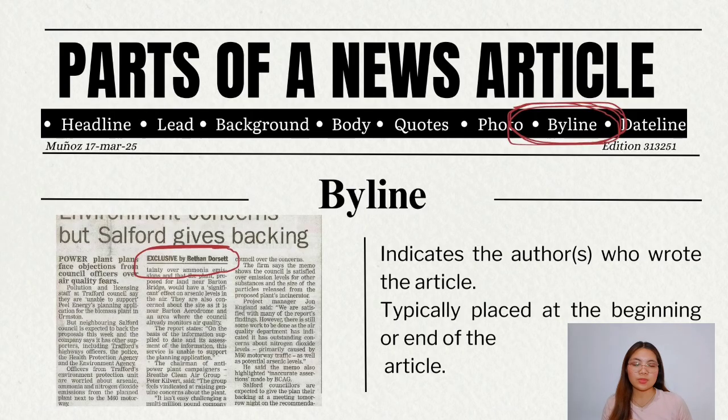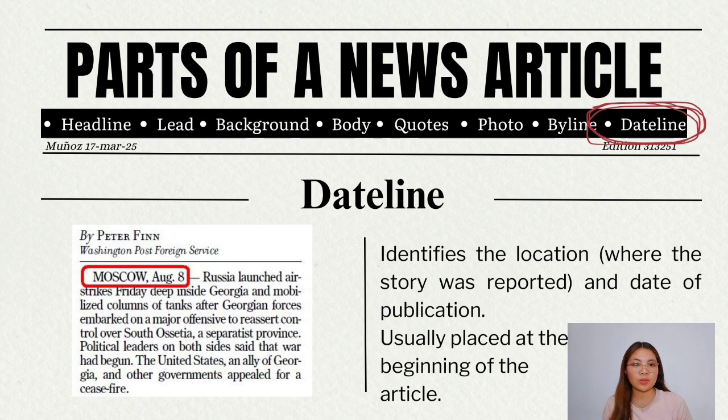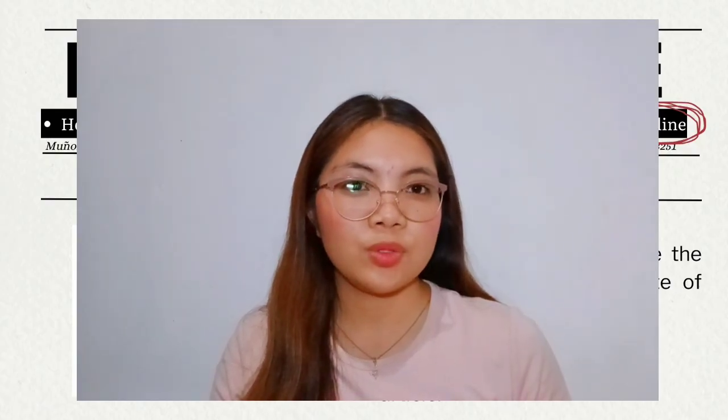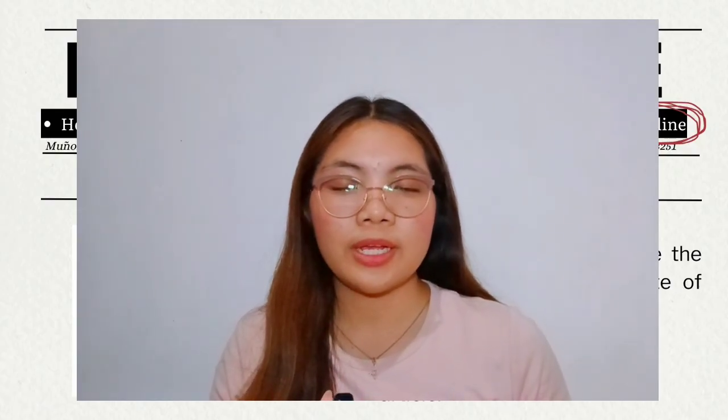For our last one, or the last part of a news article, we have the dateline. The dateline identifies the location where the story was reported and the date of the publication of the news article. The dateline is usually placed at the beginning of the article, and here is our example on the side. And those are the parts of a news article that you will usually see when you read a published news article, whether on social media or in an official publication like the Manila Bulletin.